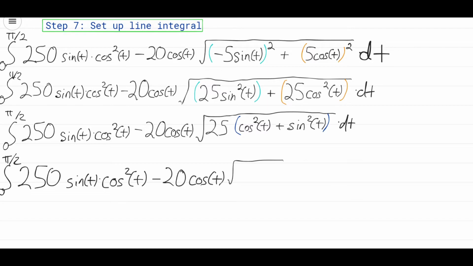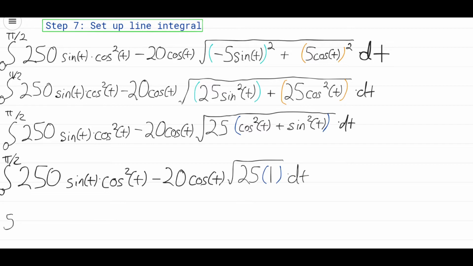Right here, the key step is we have to know the Pythagorean identity. Sine squared plus cosine squared is equal to 1. So it's in essence 25 times sine squared plus cosine squared, which is 25 times 1. So we can substitute 1 in, and it makes this so much easier, times dt.